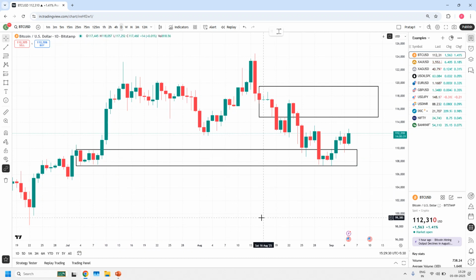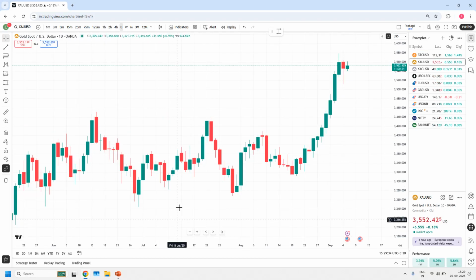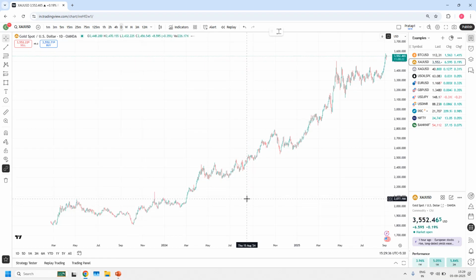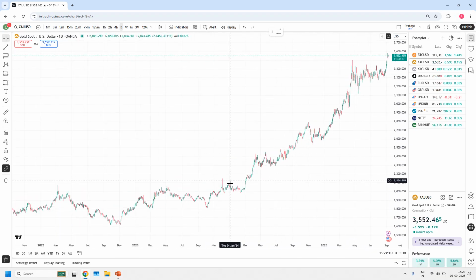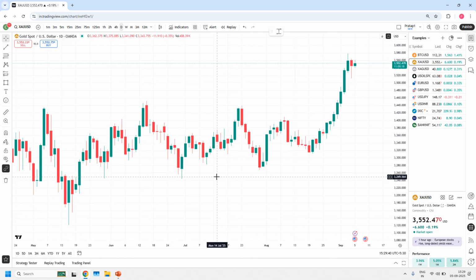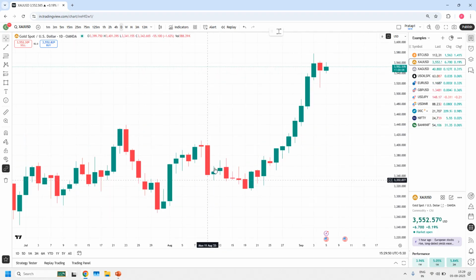Next we will look into commodity charts, gold. Did you notice gold is at an all-time high? At an all-time high, we can't draw supply zones. Because it is at the high of the market, obviously there won't be any supply zones. But demand zones might be available.